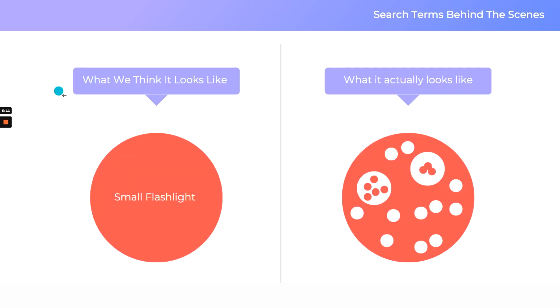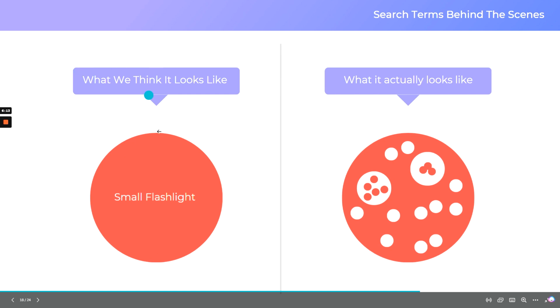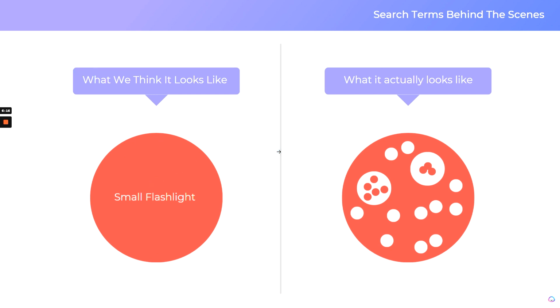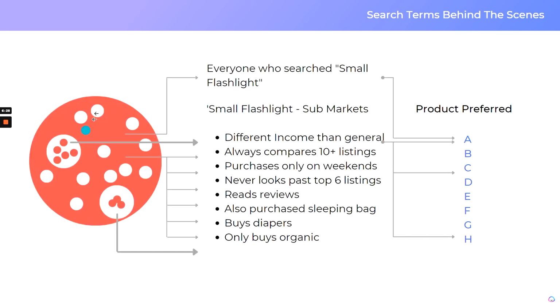And so when I created this originally, it's like what we think it looks like is, hey, when we type in small flashlight, this is what it looks like. But what it actually is, is made up of actual customer demographics or clusters, the same way that other platforms are too. So there are sub niches within each one. So even though this is all of the keyword small flashlight, you might actually still have sub markets in there of different income than just a general or low income, or a high income. Some people always compare the top 10 listings. Some people only purchase on or click literally on the top listing because they're in a hurry. Purchase only on weekends, never look past the top 6 listings, read reviews, etc.